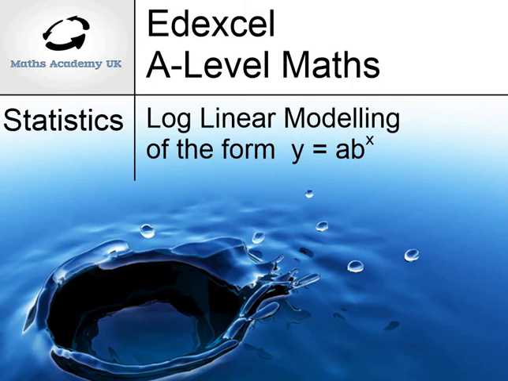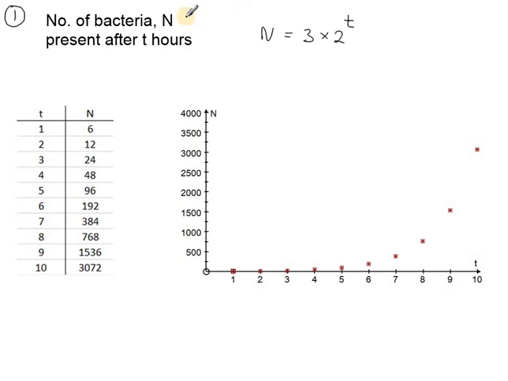Log linear modeling. Example 1, we have the number of bacteria N present after T hours, given by this relationship. Here is some experimental data giving values for T and N.